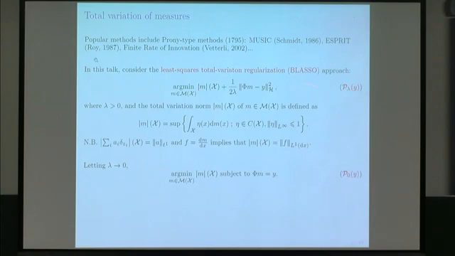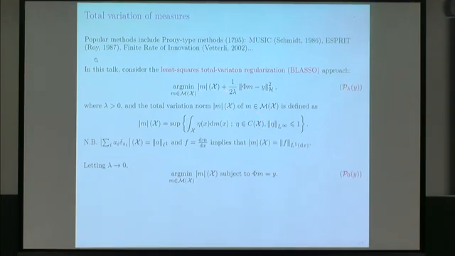The BLASSO formulation. This is the least squares total variation regularization approach, where the total variation of a measure is defined like this. If I have a discrete measure, then the total variation of this is nothing more than the L1 norm of my amplitudes. And if I have a measure which has an L1 density, then this total variation is nothing more than this Lebesgue L1 norm. So this is really just a generalization of L1 regularization.